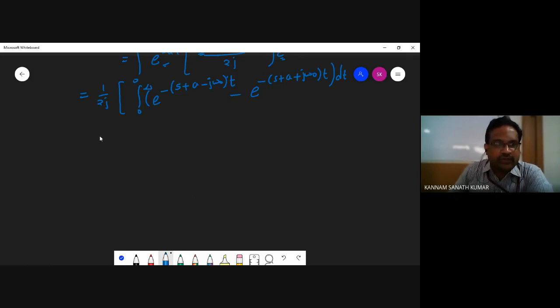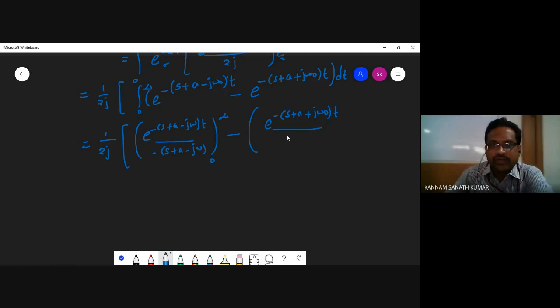What is the integration of e power x? E power x by a, no? So 1 by 2j into e power minus s plus a minus j omega into t divided by minus s plus a minus j omega, between the integral 0 to infinity, minus e power minus s plus a plus j omega naught into t divided by minus s plus a plus j omega naught, between the integral 0 to infinity. Okay. So now apply the limits.